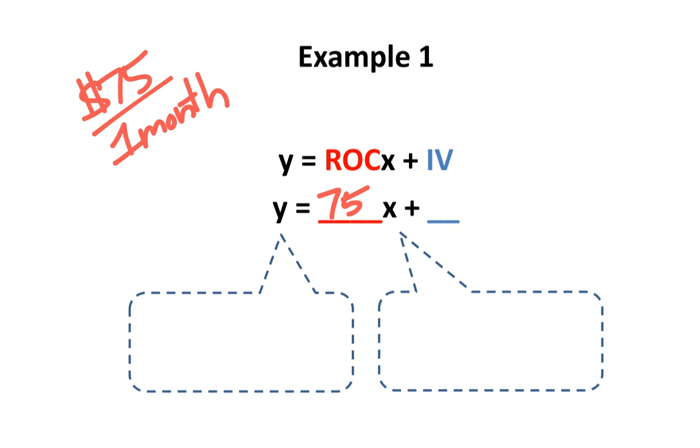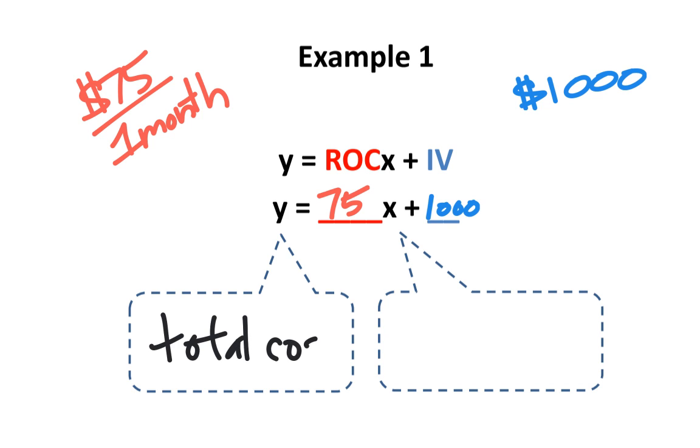Meanwhile, we determined the initial value to be $1,000, since that's the amount of money you have to pay in month 0, which is the start of the month. Therefore, I can place 1,000 over here as the initial value. Therefore, this situation can be represented with the equation y equals 75x plus 1,000, where y represented the column on the right, which was the total cost, and x represented the column on the left, which was the month.